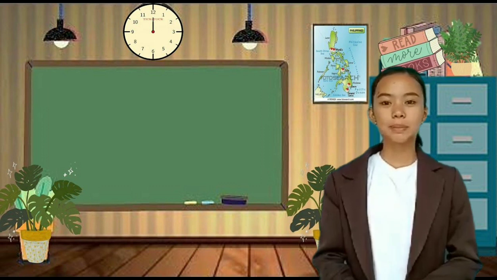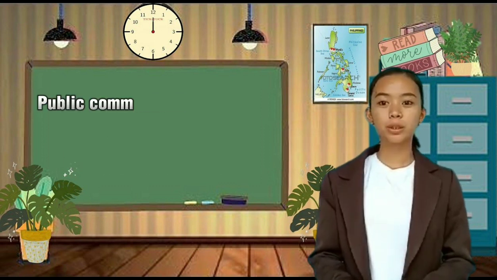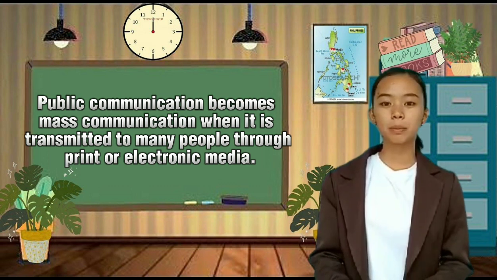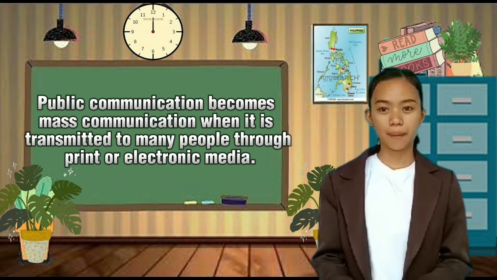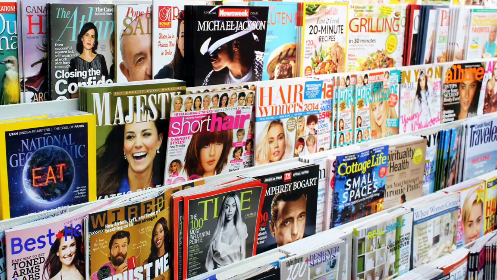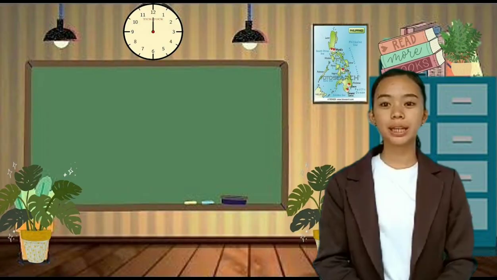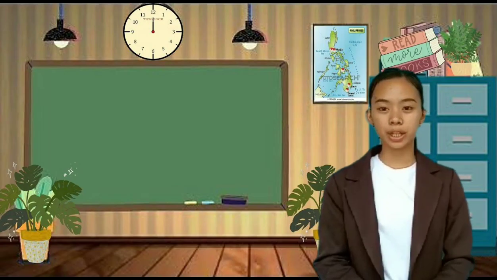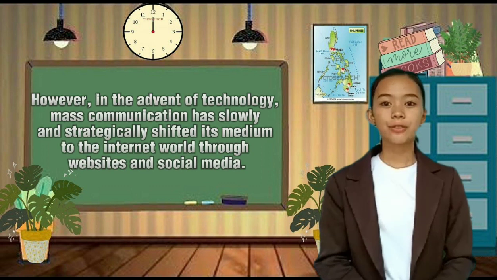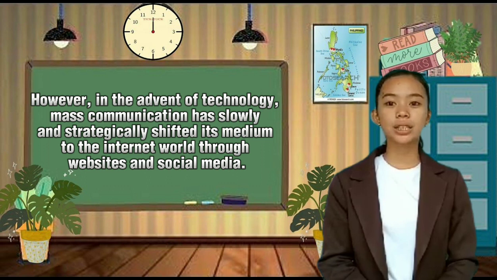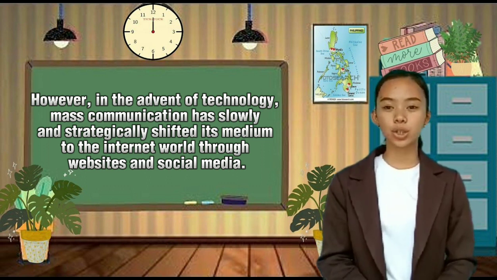Next one is mass communication. Public communication becomes mass communication when it is transmitted to many people through print or electronic media. In the past, print media such as newspapers and magazines and broadcast media like TV and radio have been the most used channels for mass communication. However, with the advent of technology, mass communication has slowly and strategically shifted its medium to the internet world through websites and social media.